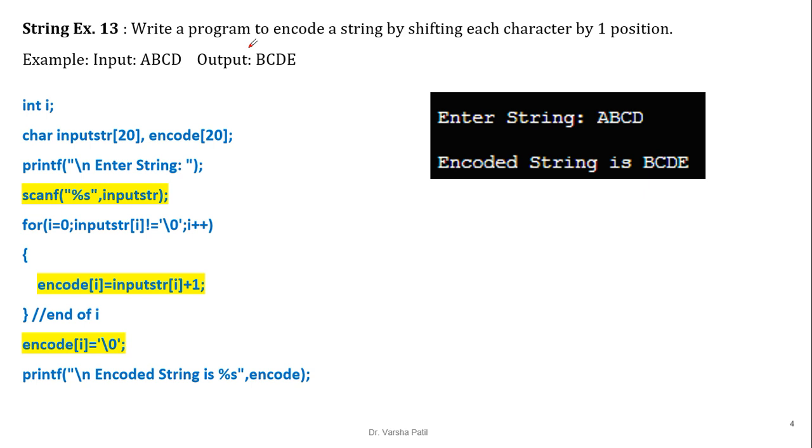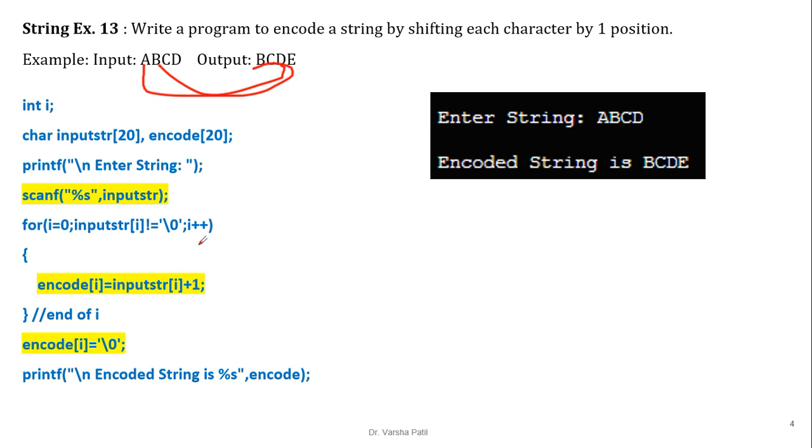Now the next program is very easy. Write a program to encode a string by shifting each character by one position. This program is very easy, but such programs are used in security or encoding techniques. Instead of A, we want B, and when B is there we want C. So what we require to do is encode[i] is equal to input string[i] plus 1.